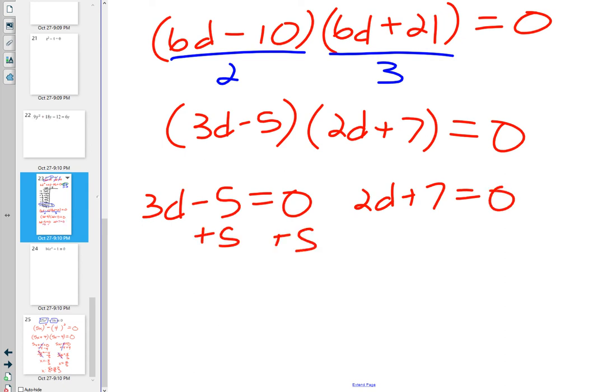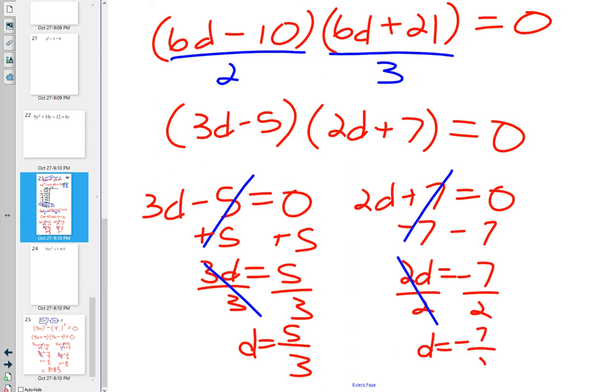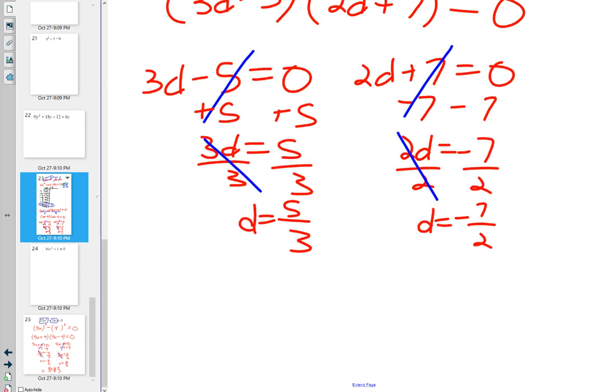Plus 5, plus 5. 3D equals 5. Here are those fractions that people said were confusing them. They had nothing to do with the problem until the very end. Then minus 7, minus 7. 2D is equal to negative 7, divided by 2. There are two solutions, so I will write both of them in the solution set. It can either be 5 over 3 or it could be negative 7 over 2.